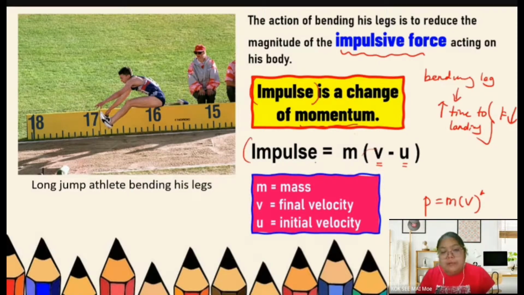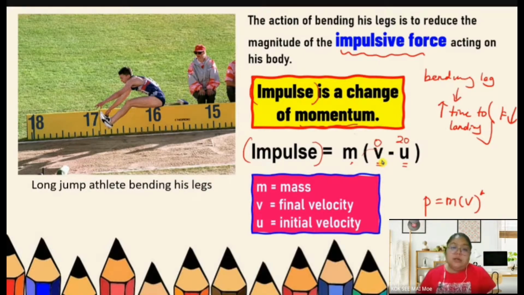For impulse we don't have any symbol; we only write the word impulse. This is the mass of the object, and this is the final velocity minus the initial velocity. Sometimes we get a negative impulse. Why? Because of slowing down. The velocity slows down to 0 and finally you stop. If you start by moving at 20, the final answer will be negative. This negative is not because of opposite direction; it is because of the slowing down situation.